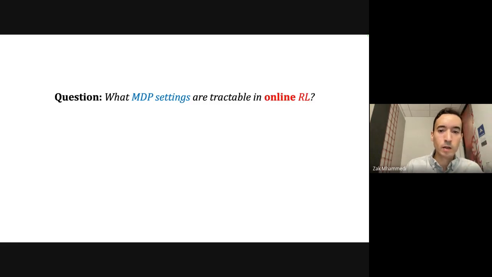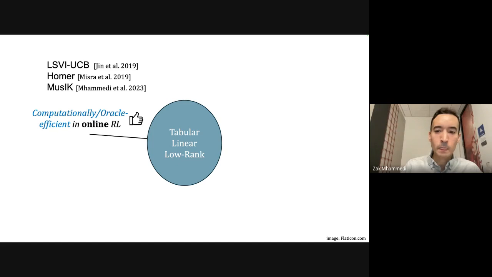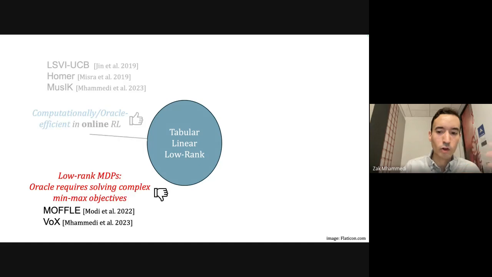And so let's take a little bit of a step back here and see what MDP settings are tractable under online access. And when I say tractable here, I refer to computationally tractable. Surprisingly, there are actually very few settings known to be computationally tractable under online access. And these include the tabular, linear, and low-rank MDPs. And although some of these algorithms are considered oracle efficient, they still require sometimes very complex optimization subroutines or oracles. So for example, in the low-rank MDP setting, the oracle involves solving a non-convex concave min-max problem. So this is not ideal.